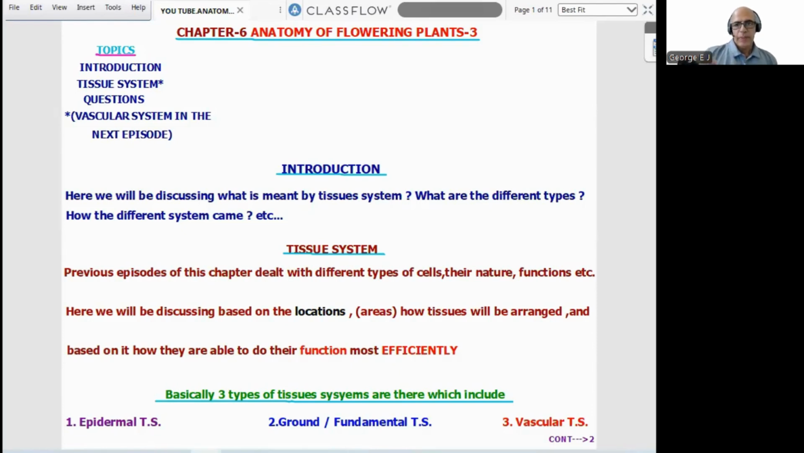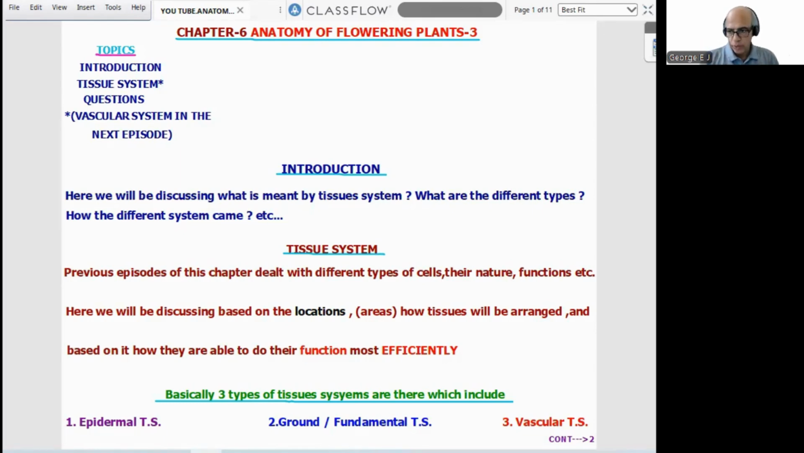So this is chapter 6, anatomy of flowering plants, third one. Topics mainly discussed: one, an introduction, then tissue systems, then questions. In tissue system, only two will be discussed in this episode. The third one, vascular tissue system, in the next episode. So we can get into the introduction.